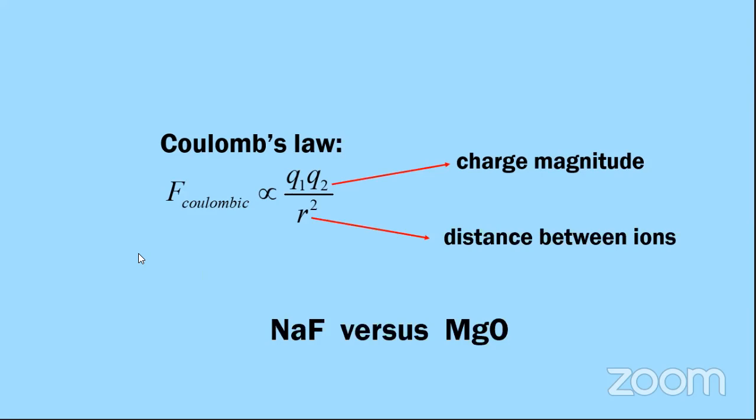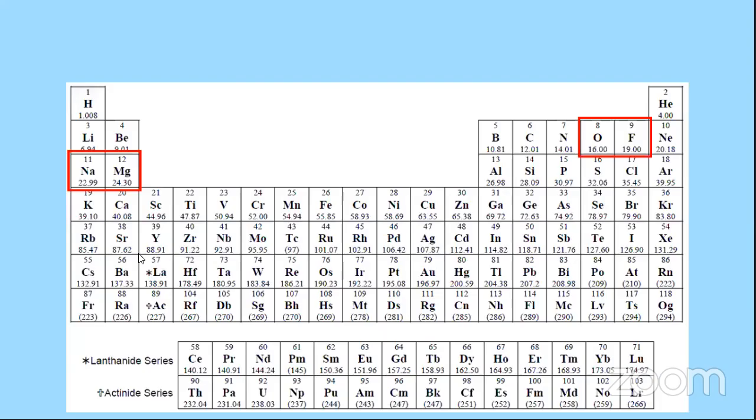Let's go to our periodic table and find these 4 elements. Now, sodium and magnesium are in the same period, and oxygen and fluorine are in the same period. In terms of size, sodium is a little bit larger than magnesium, and oxygen is a little bit larger than fluorine. So therefore, sodium fluoride and magnesium oxide, there's not a significant difference in terms of size.